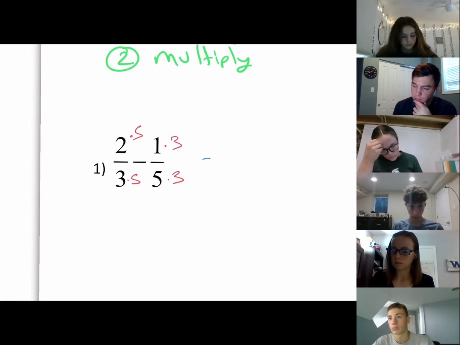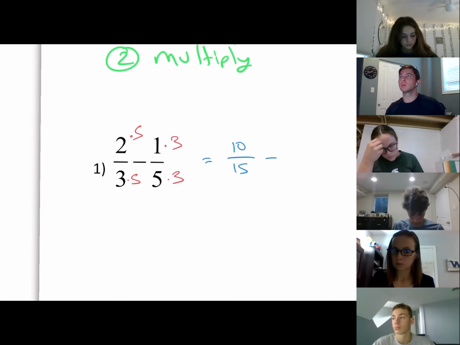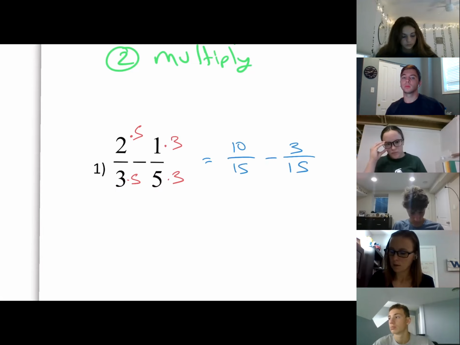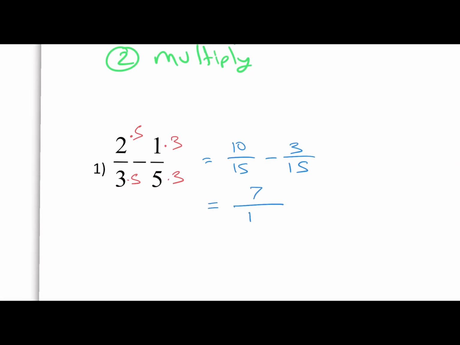Okay, so when I do that, I get 10 over 15 minus 3 over 15. Notice I've got my common denominator, so now I can combine them. 10 minus 3 is 7 over 15. The bottom stays the same. It's just 7 over 15. There's my answer. Okay. Let's try number 2.